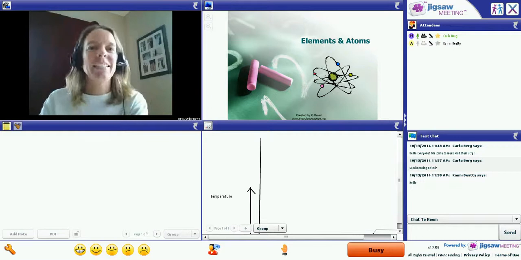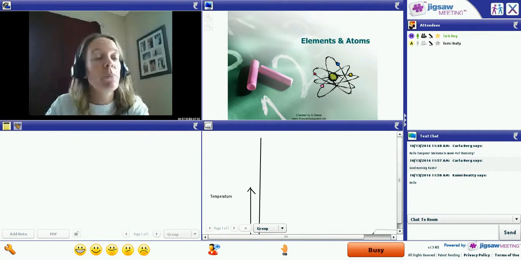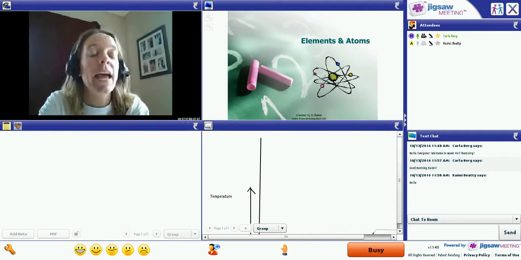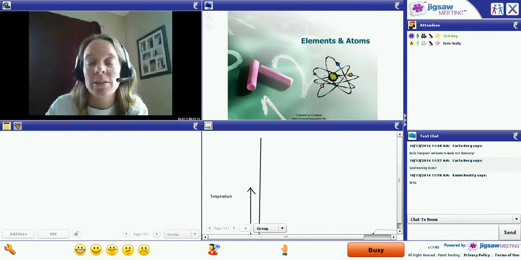All right, so what we are going to talk about today is elements and atoms. This is kind of a two-part for this week and next week. So if you could look at your PowerPoint screen.